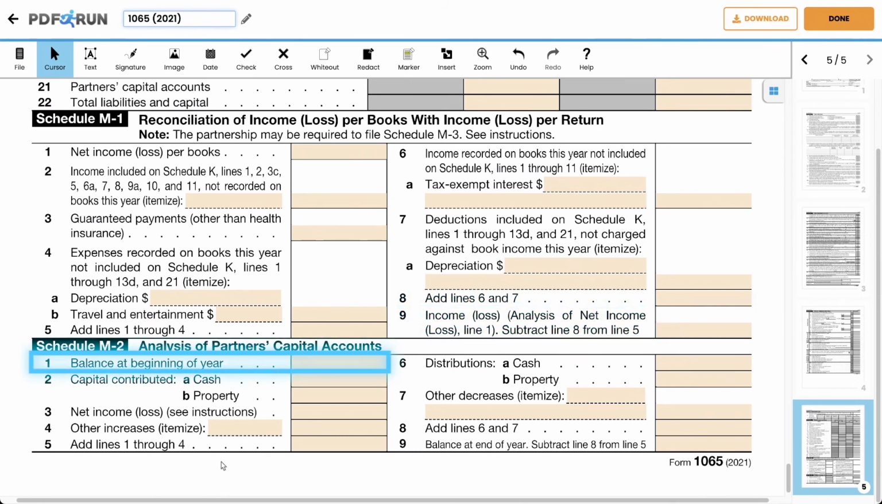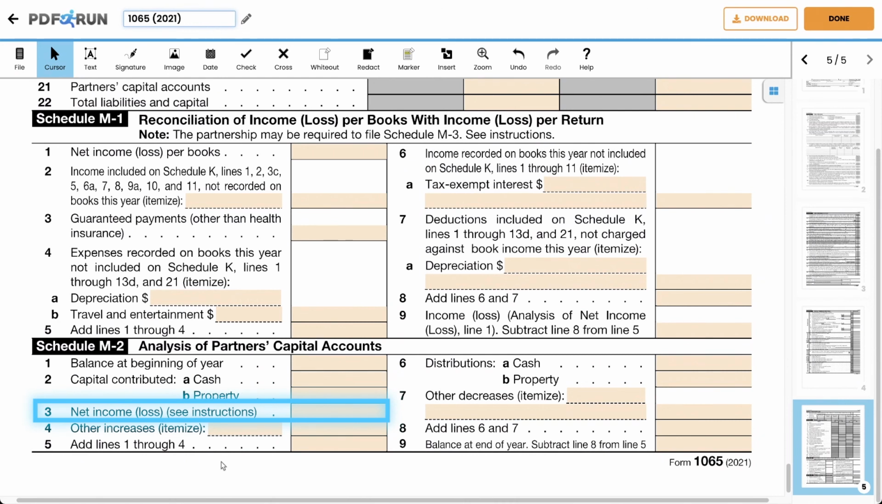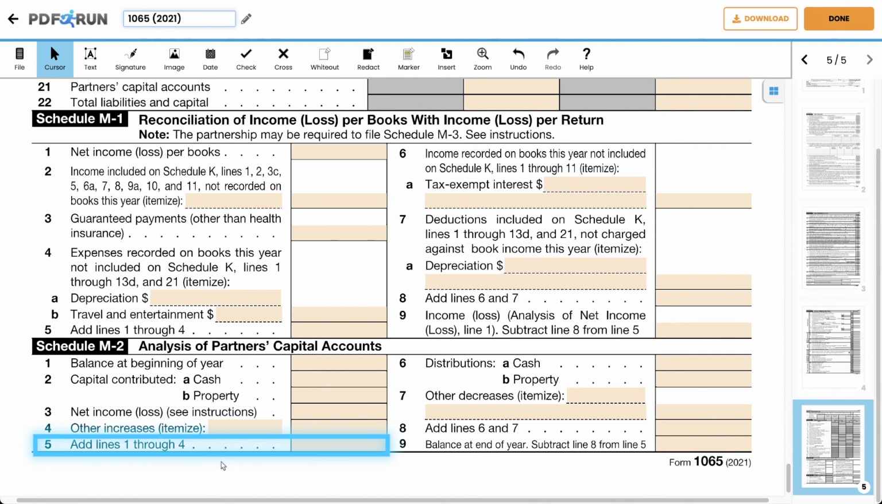Schedule M2, Analysis of Partners' Capital Accounts. Line 1. Enter the balance of the account at the beginning of the year. Line 2A. Enter the amount of capital contributed in cash. Line 2B. Enter the amount of capital contributed through money. Line 3. Enter the amount of net income or loss. Line 4. Enter any other increases. Make sure to itemize each amount and use a separate sheet of paper as needed. Line 5. Add lines 1 through 4 and enter the sum.